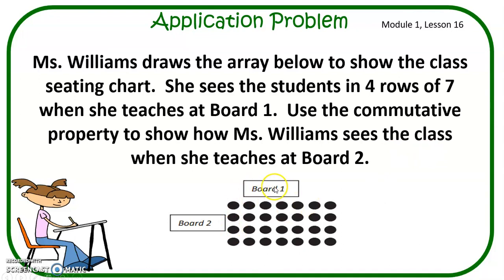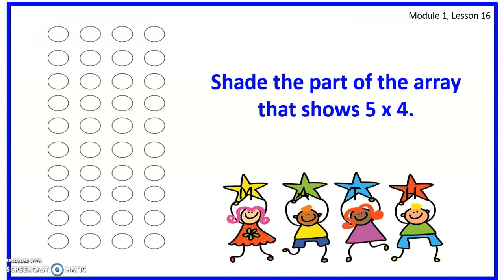Okay, if she stands here to teach, this is 1, 2, 3, 4. That's 4 times 7. Now when she comes here, this board changes, right? That will be 1, 2, 3, 4, 5, 6, 7. That will be 7 rows of 4, which is 7 times 4, which also equals 28.